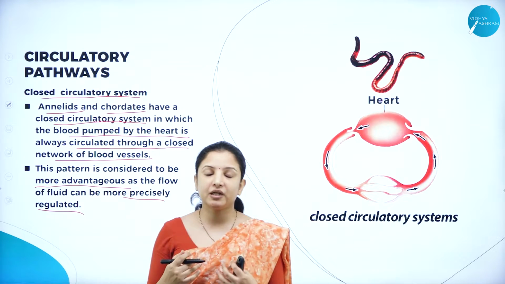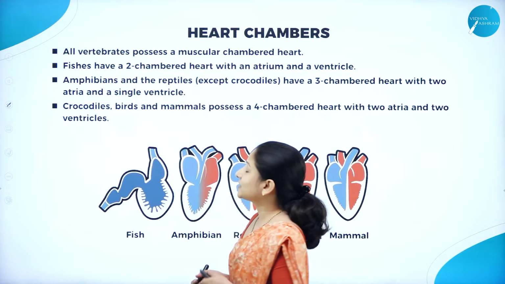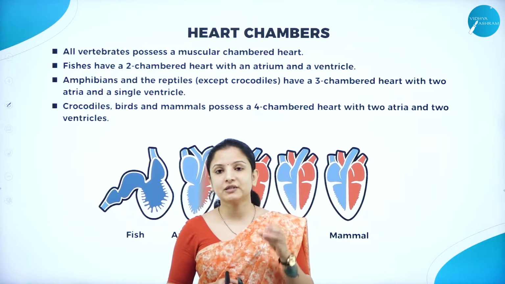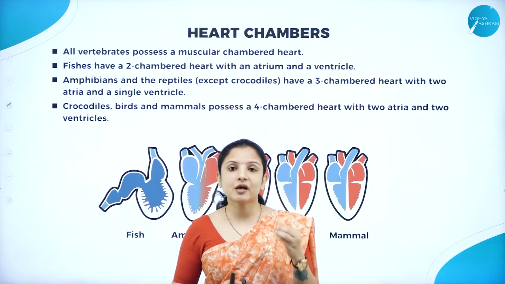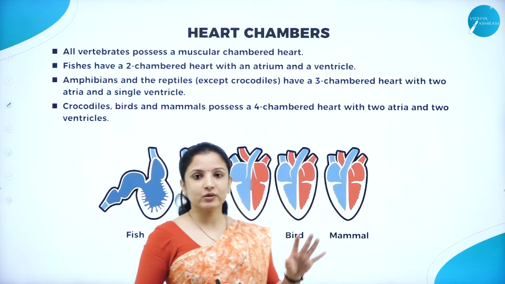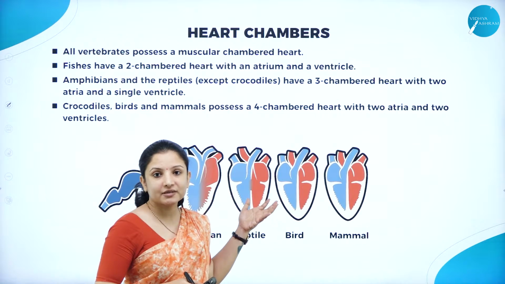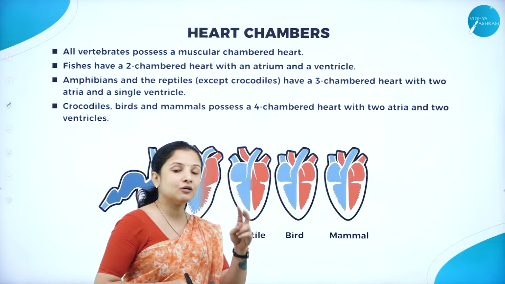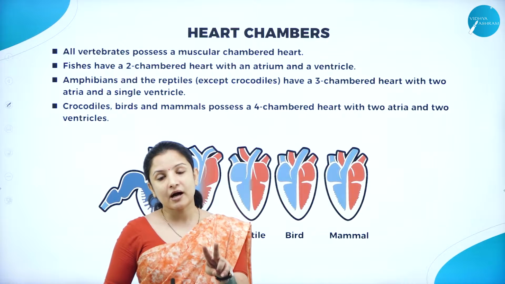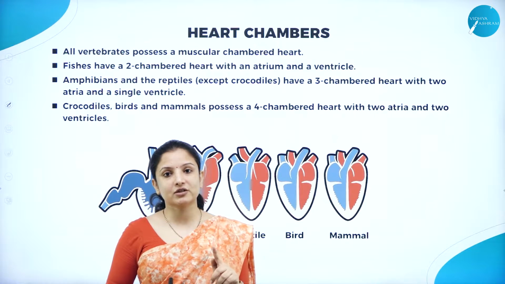And we human beings have the closed circulatory pathway. So we shall study about the heart now. We'll directly move into studying the human heart, not just the human heart in general. Now we'll study the hearts, like how many chambers are there in the heart. We understood now the circulation of blood takes place in two ways: open circulatory system and closed circulatory system.